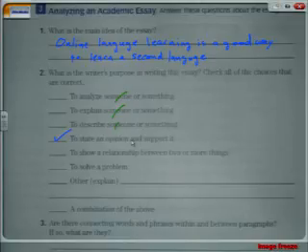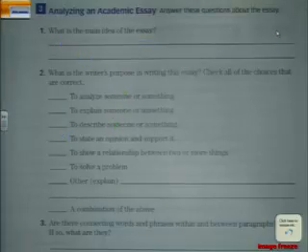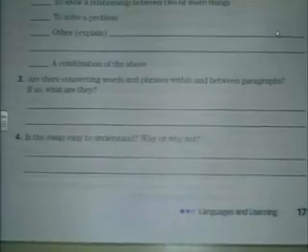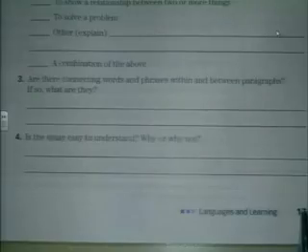Back to our book here. As you can see, it's page 17. Page 17 here. It's not page 15. Let me just fix that a little bit.